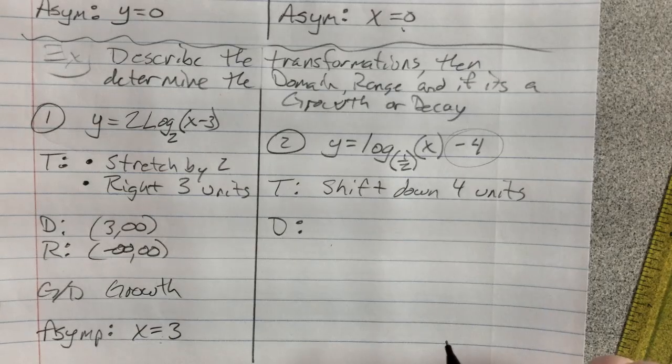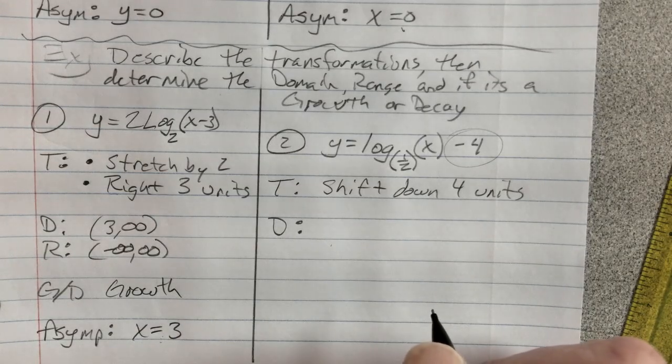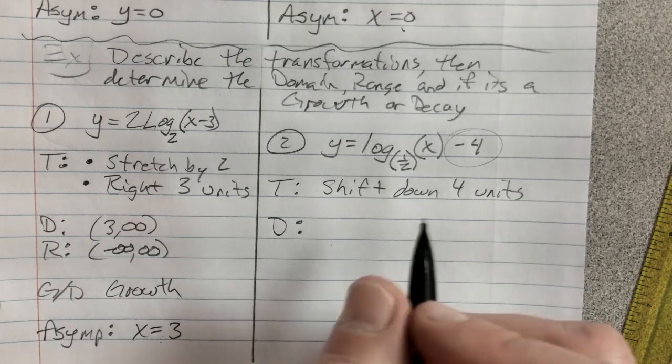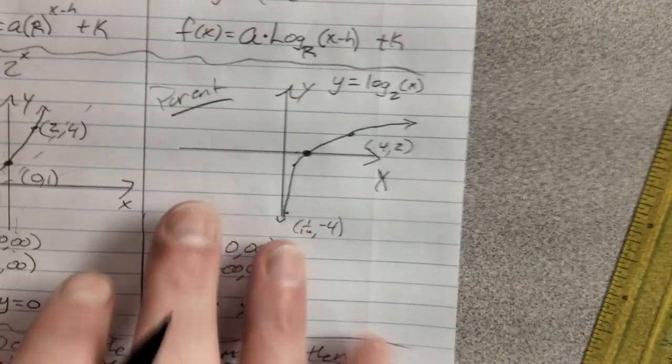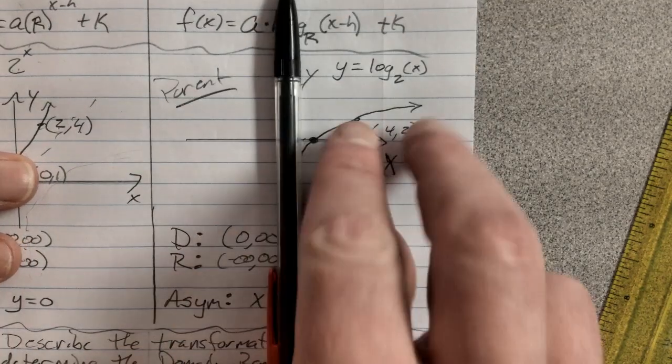Domain. Yes, Kimmy? Yeah. Absolutely. We're going left to right. Negative 4 to infinity. Well, let's take a look here.